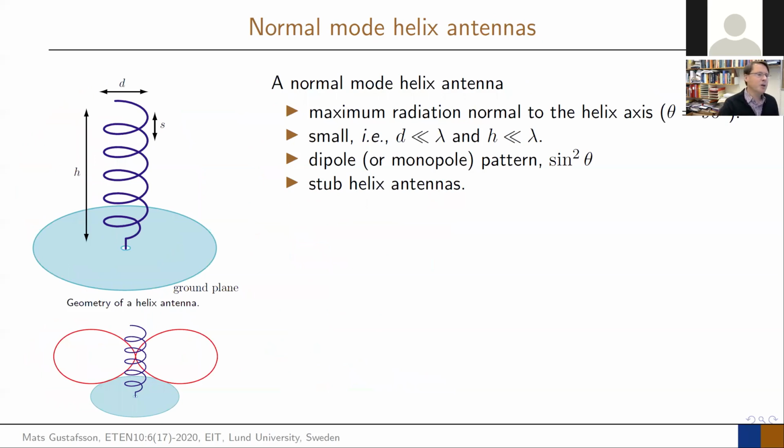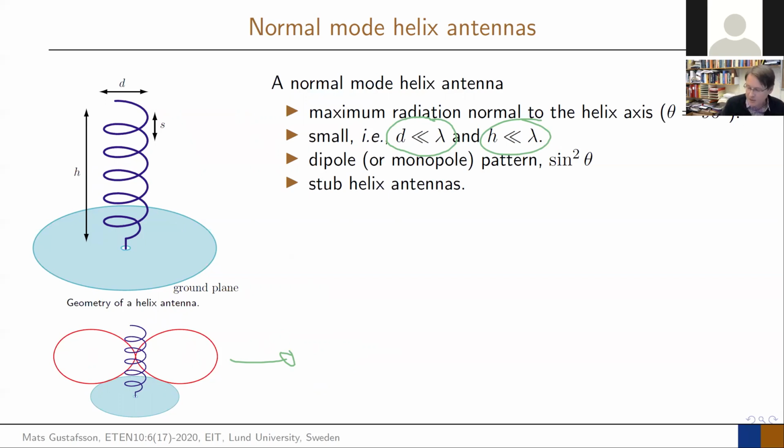So let's start with the normal mode one, and we try to just understand what is happening with it. We have a radiation pattern here that has its maximum radiation normal to the helix. So if it's standing up vertically, it will radiate mainly in the horizontal plane, like a dipole. And it can be quite small. The diameter should be smaller than lambda, and typically even the height is much smaller than lambda. So it starts approaching this Hertzian dipole in some ways.